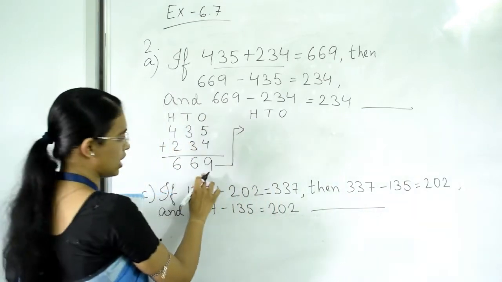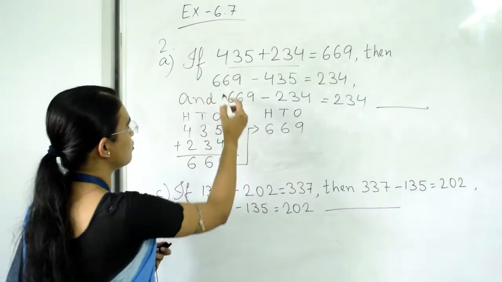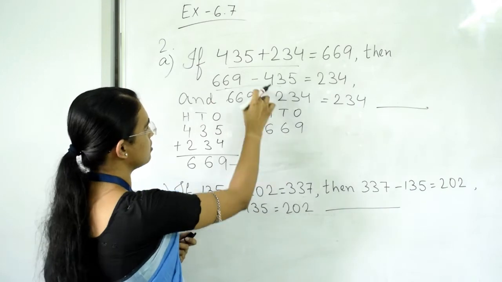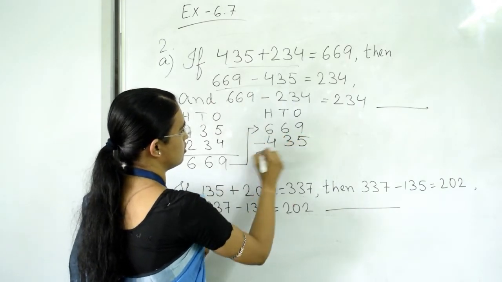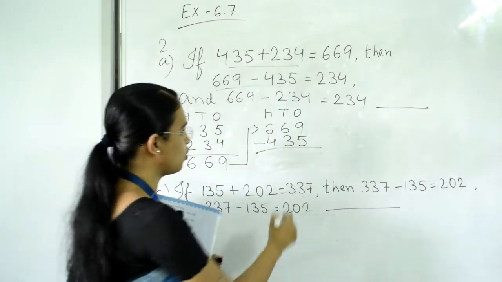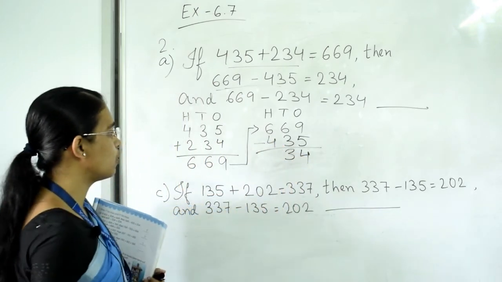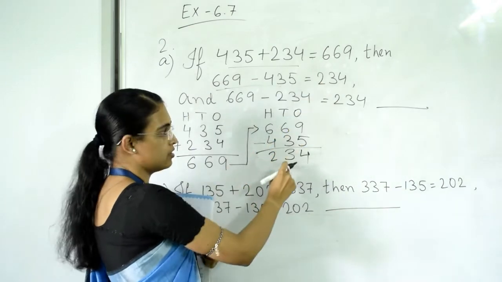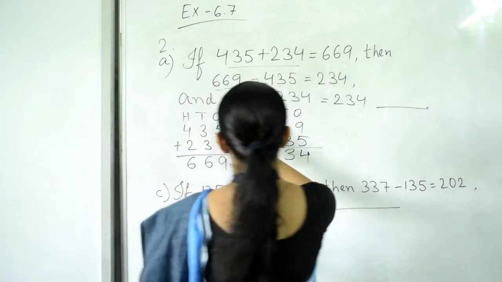So first we have to write this answer here at the top. Now we have to subtract this one, okay. So 669 we have written, then use the subtraction sign, then 435. Now 9 minus 5 is 4, 6 minus 3 is 3, 6 minus 4 is 2, 234. The answer is right. Up to this we got the right answer. Let's check another one, the last one.